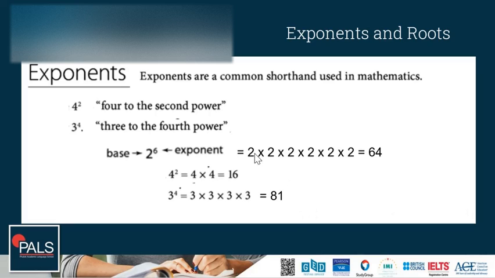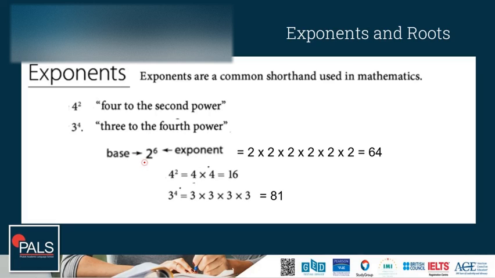Let's look at the basic parts of a term with exponents. The whole number is the base, and the small number, the superscript number, is the exponent. In a term like the one shown, the exponent tells how many times to multiply the base by itself.